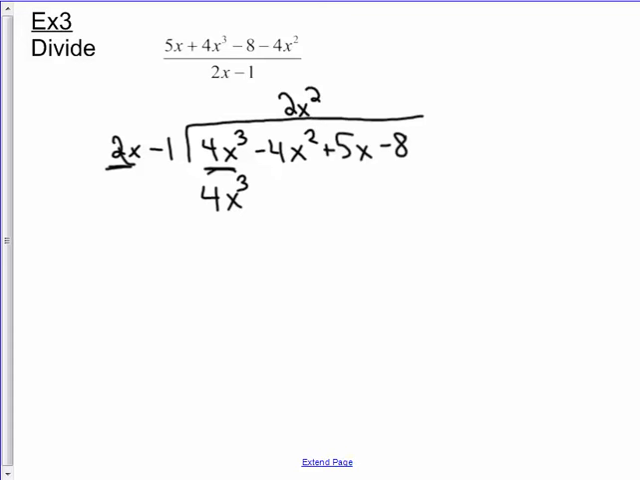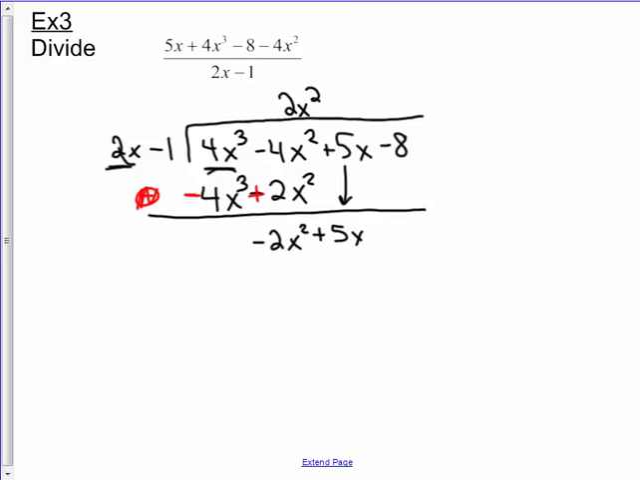So now I multiply. And then I subtract here. So what happens? When I subtract, it becomes a negative 4x cubed and a positive 2x squared. The first term cancels out, and I get negative 2x squared. I bring down the next term, 5x.